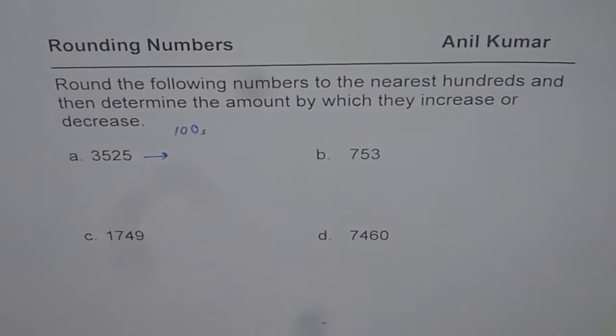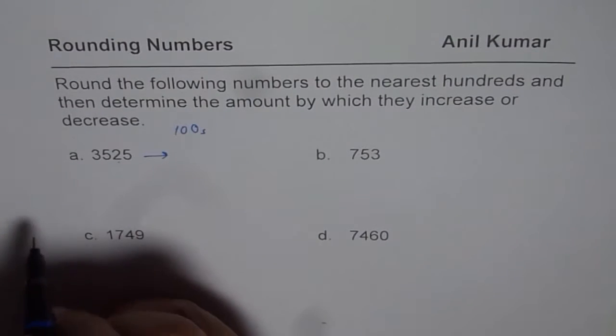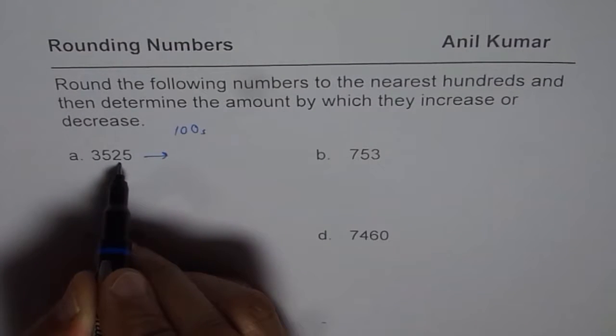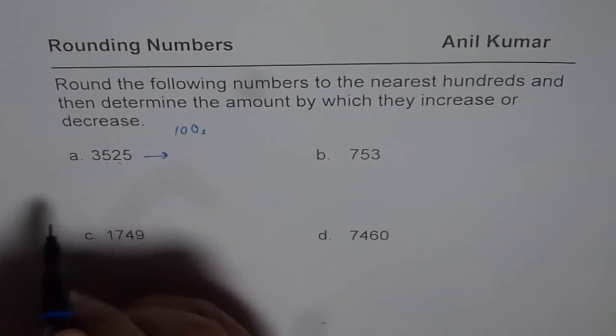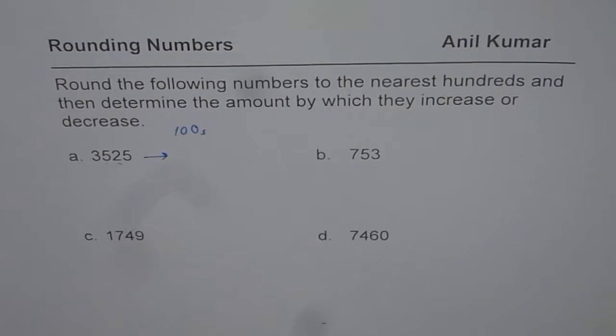So whenever you round, the numbers may change. If they change, they could increase or decrease. We need to find by how much, right? First step, just round all these numbers to the nearest 100. So rounding to hundreds means check the number in the tens place. If it is less than 5, then just keep the hundreds number the same and leave the rest as zeros.